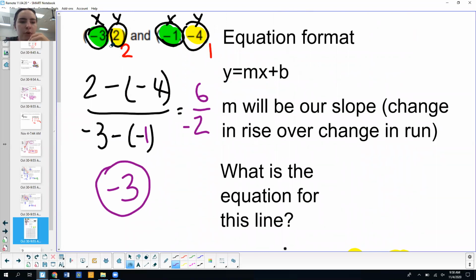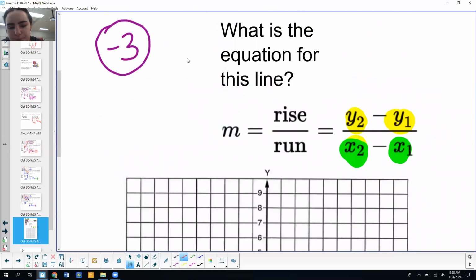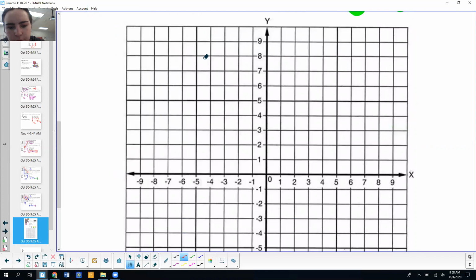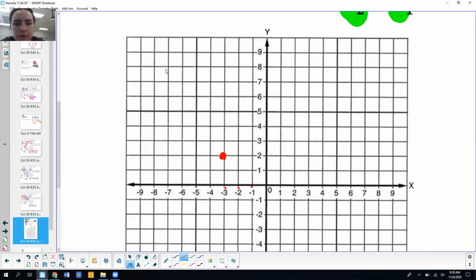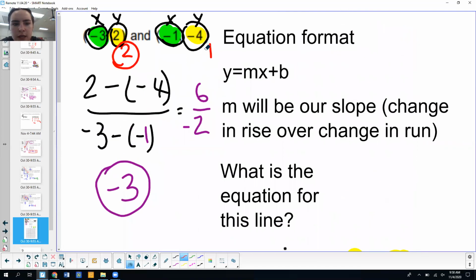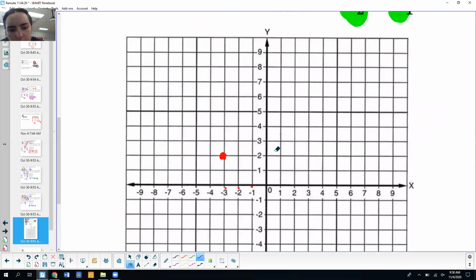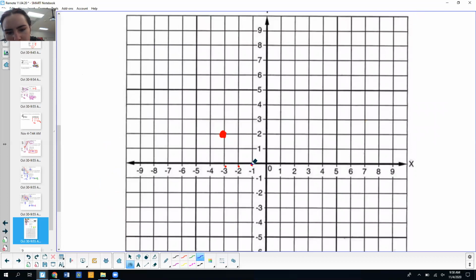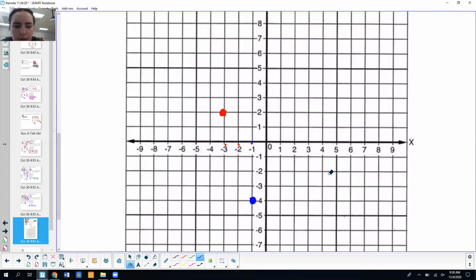So I'm going to go ahead and graph point 2. I'll graph point 2 in red. So, -3, 2. We go 1, 2, 3, and then +2. So we're going to go right here, that is point 1, and then -1, -4. So -1, and then down 1, 2, 3, 4. So that's going to be our points.